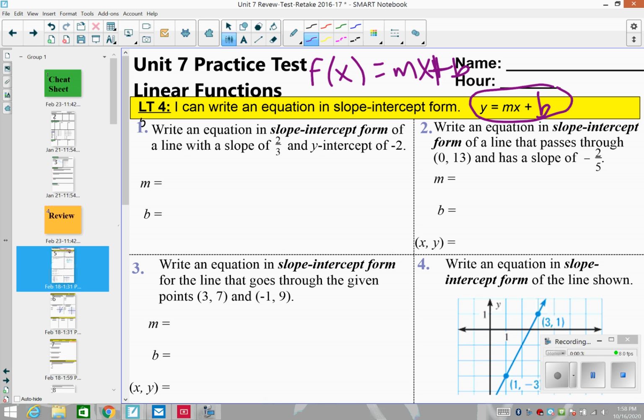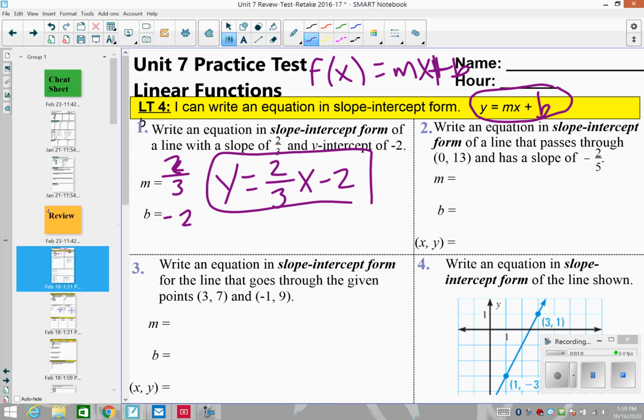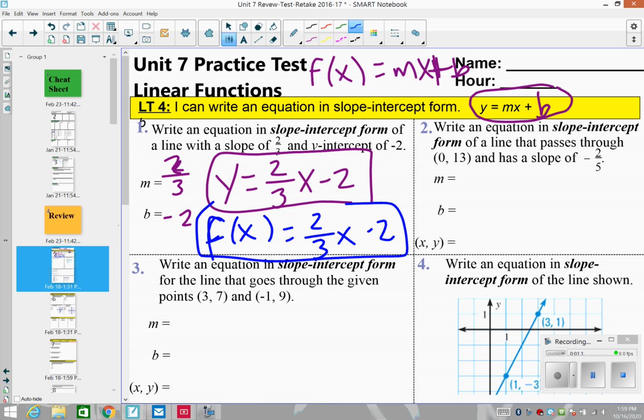First question says write an equation in slope-intercept form of a line with a slope of 2/3 and a y-intercept of -2. Doesn't say anything about function notation, so we don't have to write in function notation for this first question. You can if you want, but slope is given 2/3, y-intercept is -2, so the equation in slope-intercept form would be y equals 2/3 x minus 2, done. Now, if it did ask for function notation, we would say that just translates to f of x equals 2/3 x minus 2. So final for both of those. It doesn't say specifically it has to be in function notation.